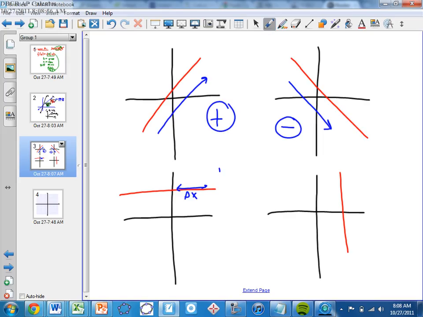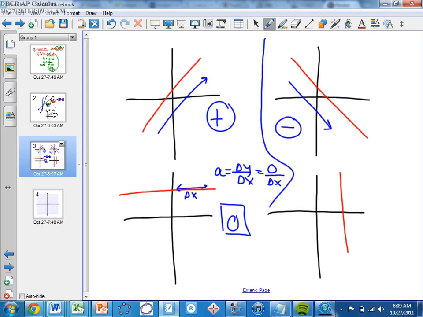So if you think about slope as delta y over delta x, there is no delta y. So it's 0 over some value, whatever delta x would be. But 0 divided by anything is still 0. So this slope here is a slope of 0. Okay, the slope on the left there is a slope of 0.